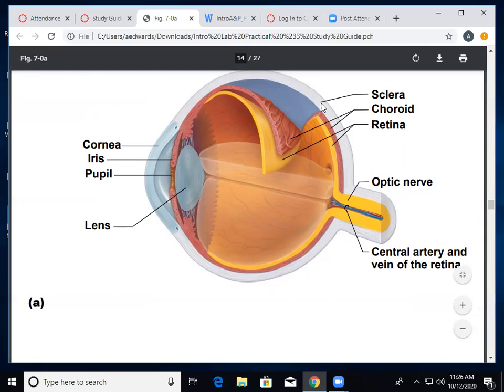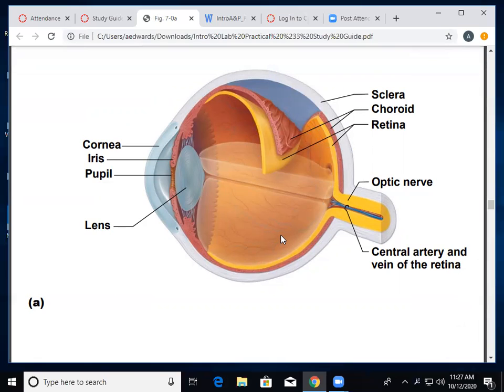On more of the external surface, again, is your sclera. The next layer that's deeper is the choroid. You've got some blood vessels there. Then you've got your retina in the back of the eye, and your retina is where you're going to find your rods and your cones. We talked about that in the lecture a little bit. The rods are sensitive to light, and your cones are sensitive to color. Back here is your optic nerve. Here you have your central artery and vein of the retina. Your eye does need a blood supply.